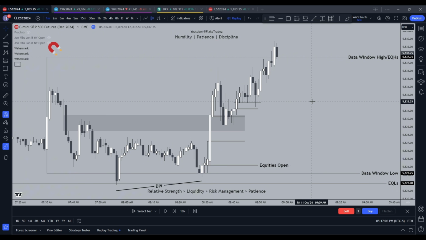Not just that, but if you want to get even more precise, you could have even seen that we had an inverted imbalance here, which was paired with this imbalance, which we respect the inverted imbalance closing inside of it, and we wick the imbalance, respecting both concepts, and from here we just run to TP.